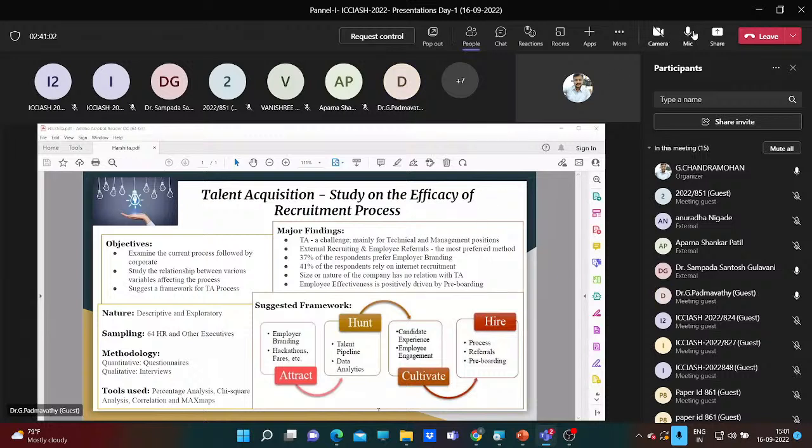So I have put all the inputs in one single slide. I'm Dr. Padmavati, Associate Professor from Sri Satya Sai Institute of Higher Learning, Anantapur, and the co-author is Dr. Vani Shri, Associate Professor, CVR College of Engineering. Our research topic is talent acquisition, a study on the efficacy of the recruitment process.